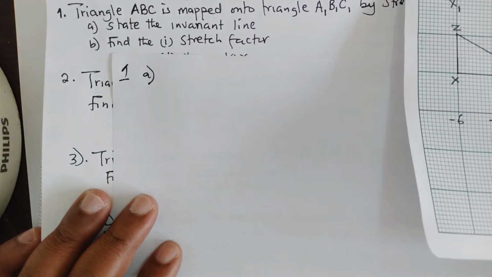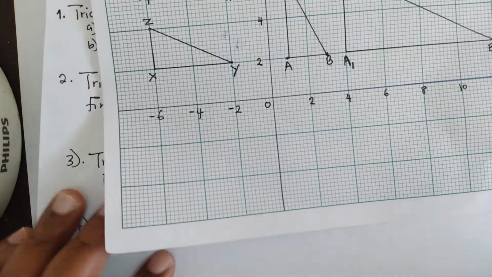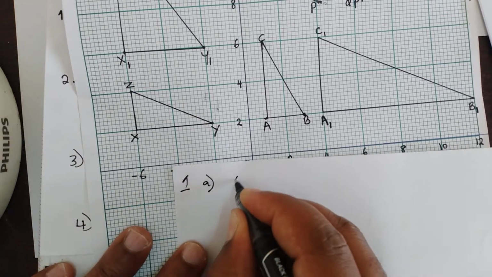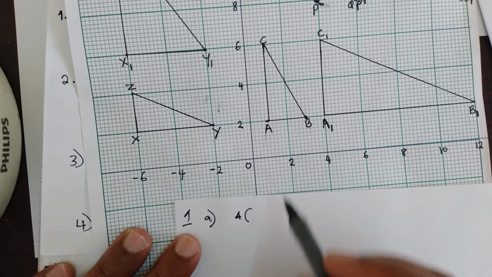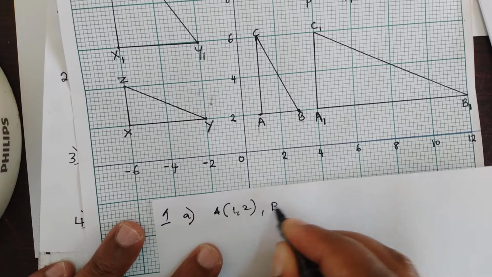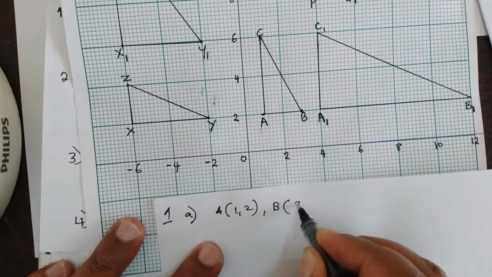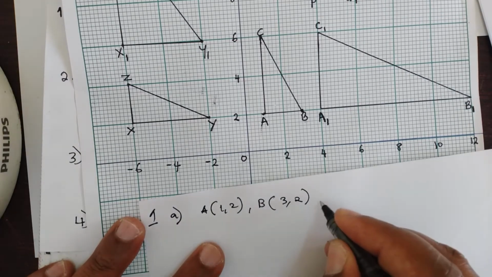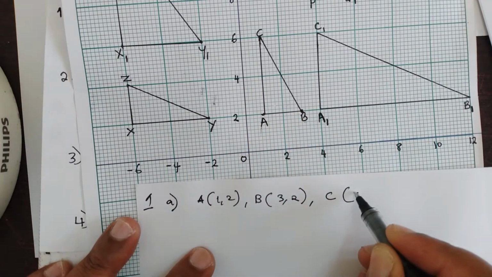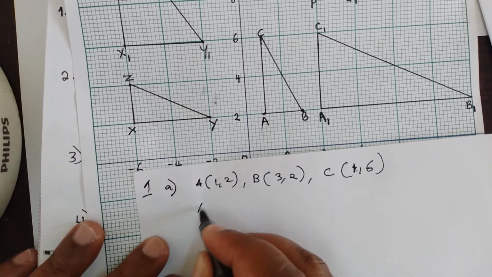We have been told that this is a stretch. So it means we can try to compare the coordinates. So let's pick the coordinates of A first. What are the coordinates of A? This is (1, 2). What are the coordinates of B? This is (3, 2). And C, what are the coordinates of C? This is (1, 6). Then let's get the image, A1.